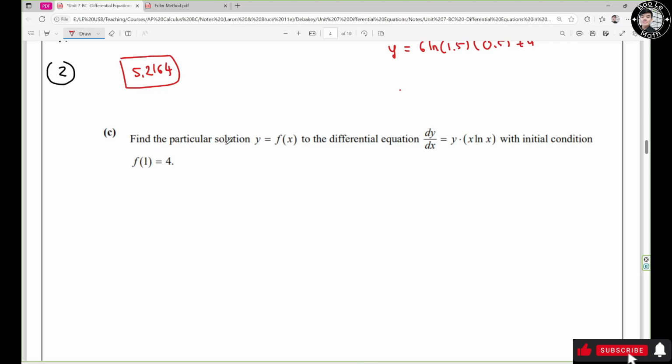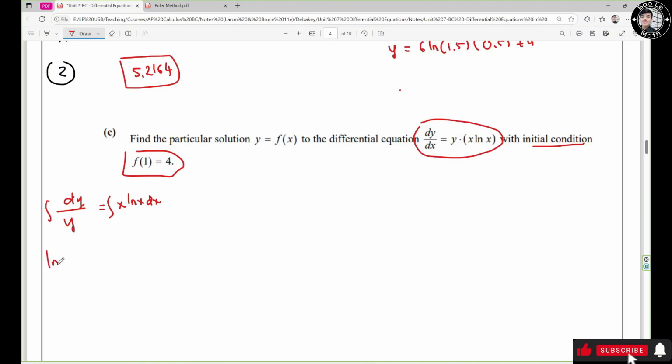Find the particular solution y equals f(s) to the differential equation dy over ds equals y times s natural log of s with the initial condition f(1) equals 4. From this equation, I need to separate the variables. So you need to divide both sides by y and multiply both sides by ds. It turns out to be dy over y equals s natural log of s ds. Then you need to take the antiderivative of both sides.